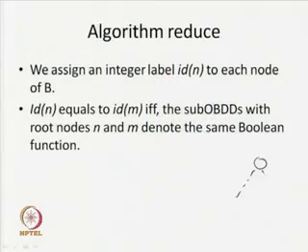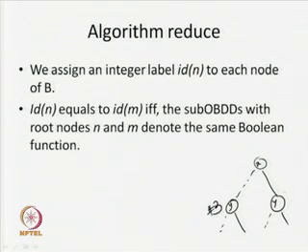Actually, say I have a BDD like this. Say this is your variable x, this is variable y, and we are going to have some ordering. In this particular case, we are going to assign some integer label to each node. I can say I am assigning integer label 3 to it, integer label 2 to it, and integer label 4 to this one. So this is the integer label of these nodes, and we say that this is basically the ID of the node.